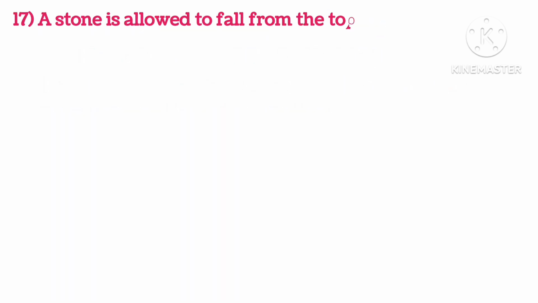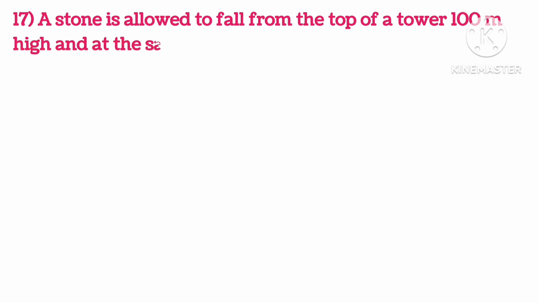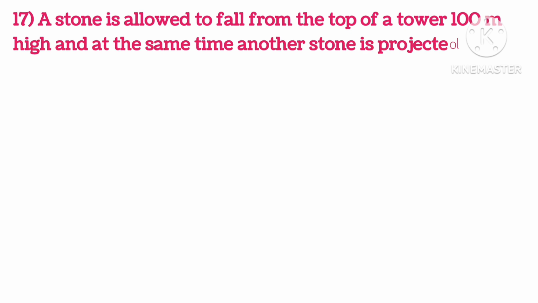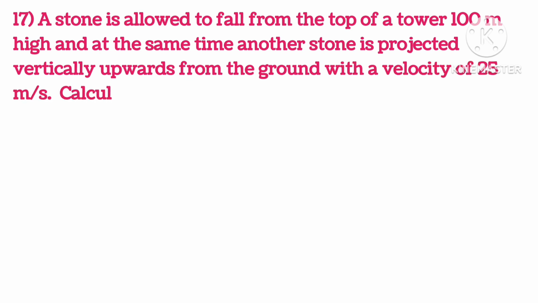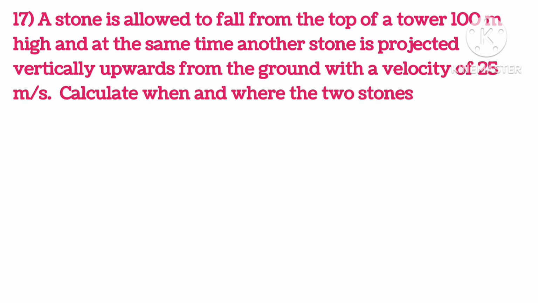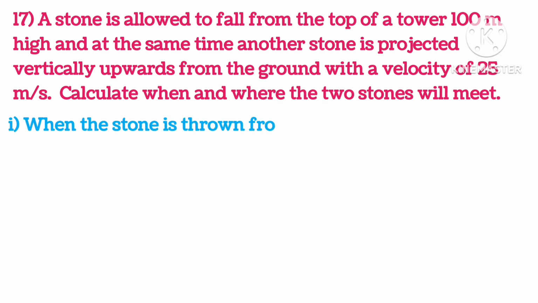A stone is allowed to fall from the top of the tower, which is 100 meters high, and at the same time another stone is projected vertically upwards from the ground with a velocity of 25 meter per second. Calculate when and where the two stones will meet.